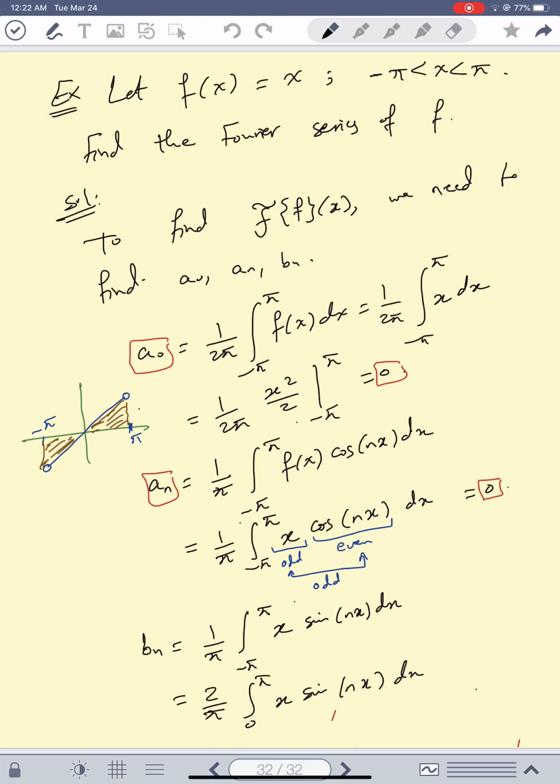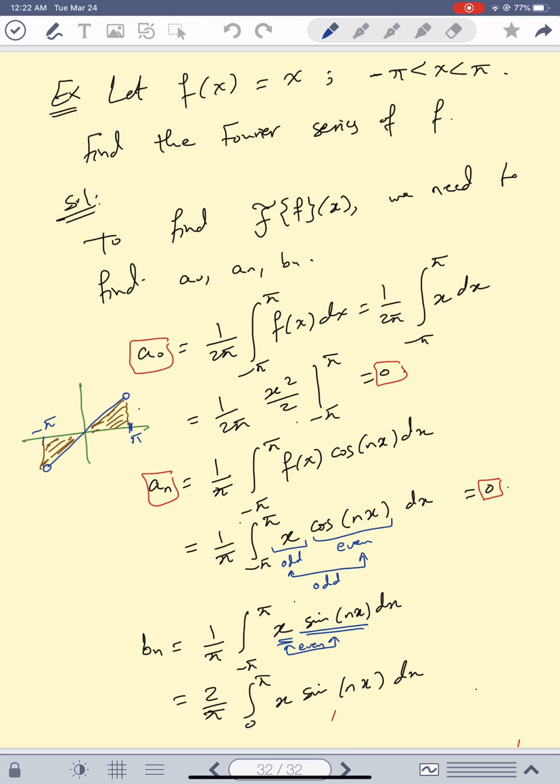This is not a big deal, but again, to make it clear, this is odd, this is odd. The product of odd is even. When you integrate an even function from negative pi to pi, it's 2 times the integral from 0 to pi. I will write these summaries later, okay? The properties of odd and even functions.